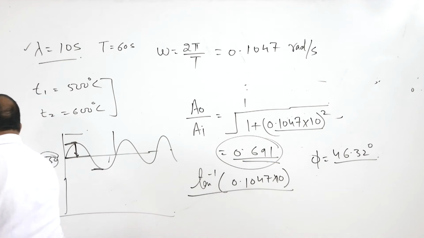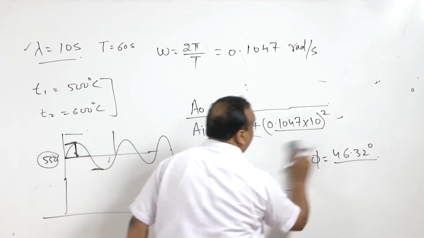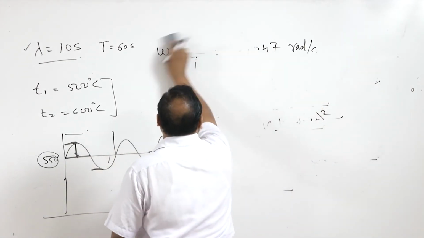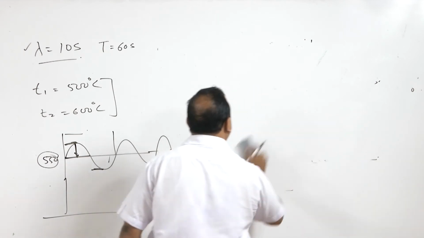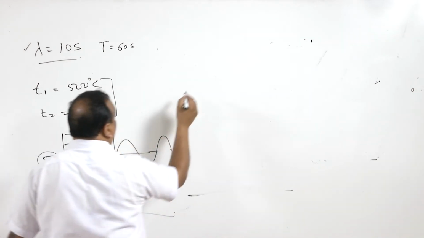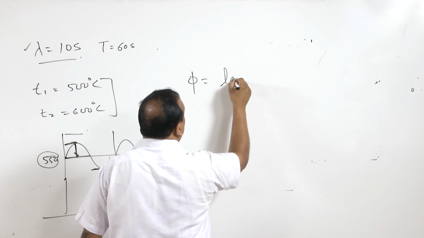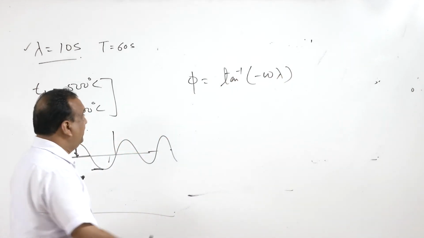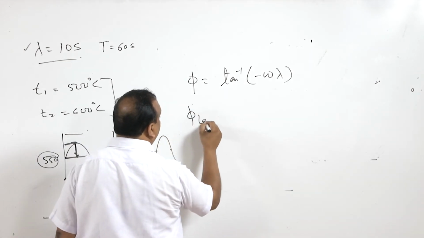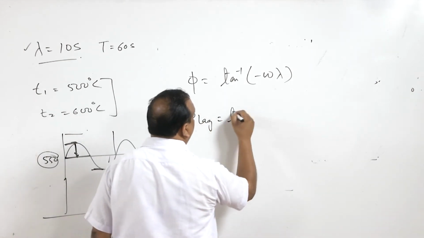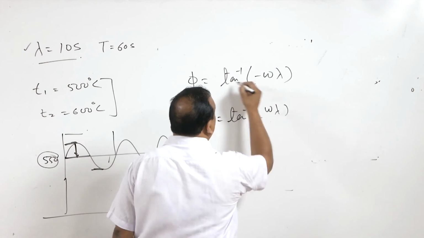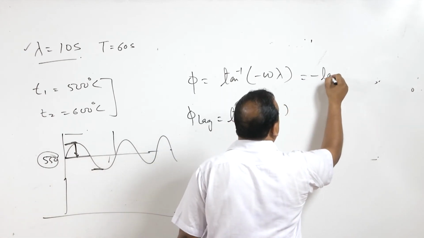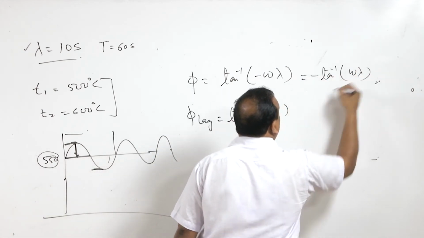There are two things. One is phase angle. Phase angle is a generalized solution. Phase angle phi is equal to tan inverse minus omega lambda. But when we say phase lag, it is tan inverse omega lambda, because this is always minus tan inverse omega lambda.